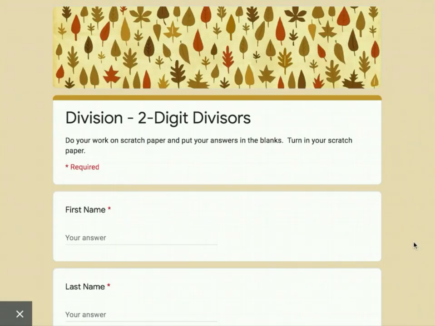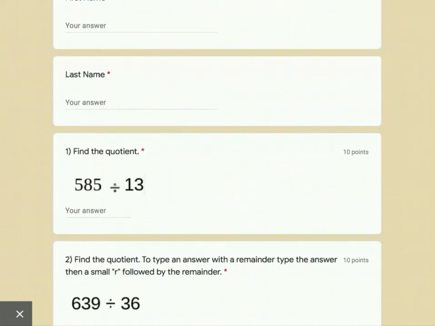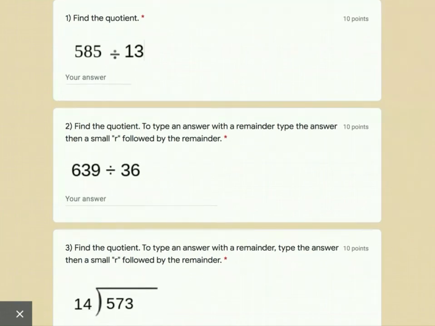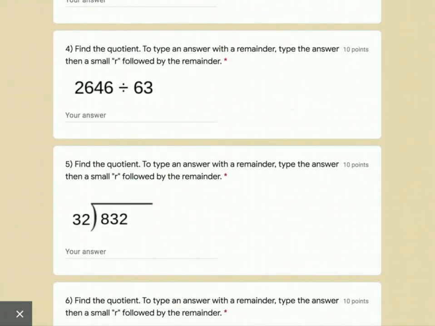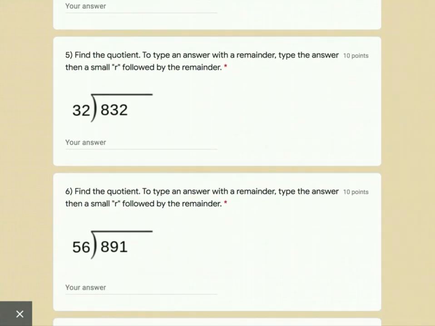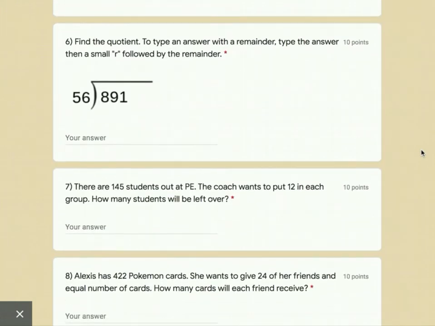All right, y'all, this is your Google form that you will have today for division. Make sure to put your first and last name. You also have 10 questions. All of these questions will be fill in the blank. There will be no multiple choice. Make sure on questions where it says to type a small r, so lowercase r, for your remainder, because you will have some problems with remainders.